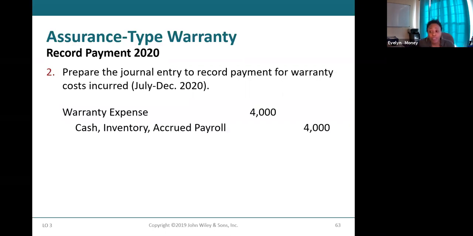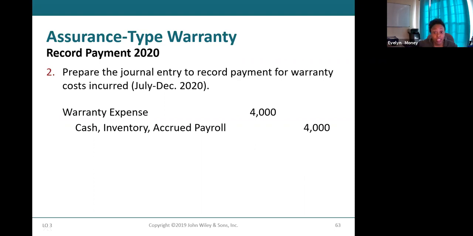We were told that we had $4,000 of warranty costs in 2020. I debit warranty expense and I credit various accounts. Now here you see a bunch of different accounts credited. There's cash, there's inventory, accrued payroll. It could be a bunch of different things. So rather than racking your brains trying to figure out which account to use, in the real world you'll know. In the classroom you won't. I like to use a term called various accounts. That's sort of my junk drawer for warranty costs.